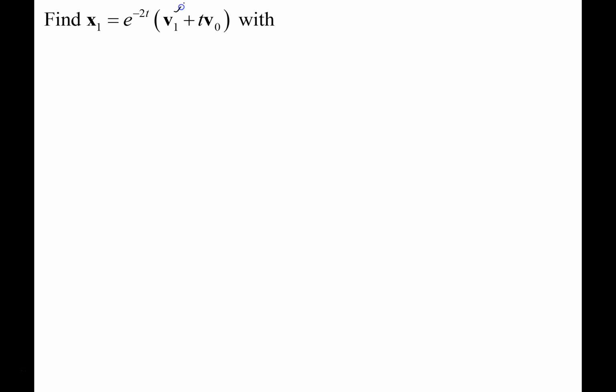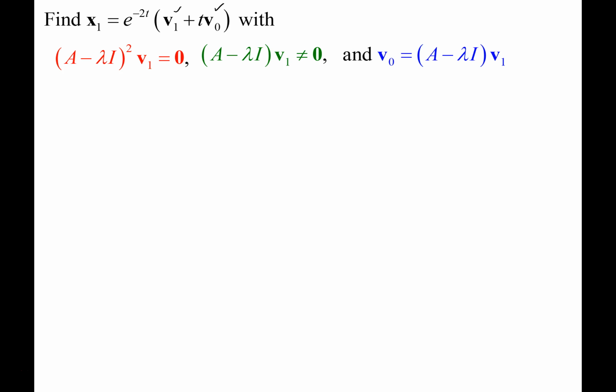It's our job to find the v1 and the v naught to build up x1 based off the equations that when you take A minus lambda I and square it, applied to v1 you'll get 0. But v1 is not an eigenvector itself. It's linearly independent of those eigenvectors. And then to get v naught, you find what A minus lambda I v1 is.